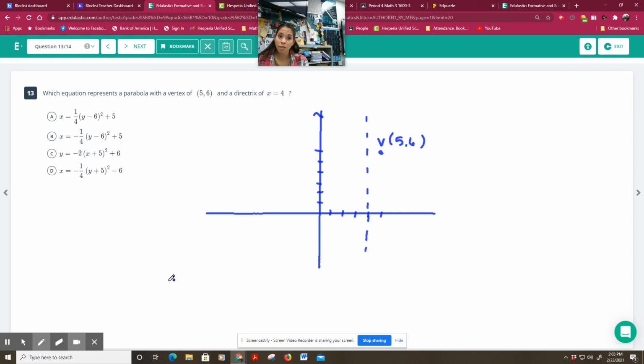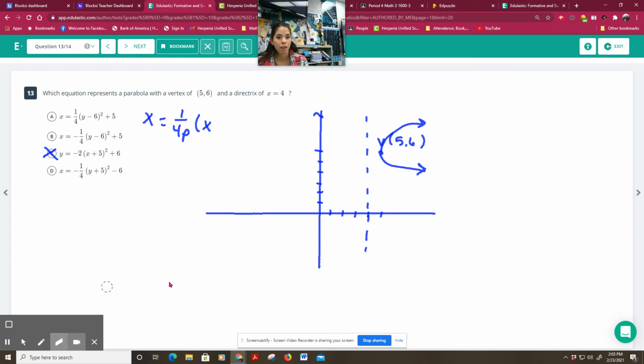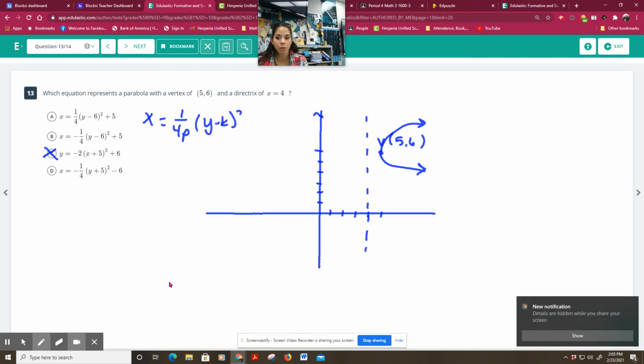The directrix is always behind the vertex. So that tells me that this parabola must be opening to the right. So it's a side-to-side facing parabola. So it's x equals, and I can eliminate the option that says y equals because it's not it. And so it'll be x equals 1 over 4p times y, because the x is already out front, (y minus k) quantity squared plus h.